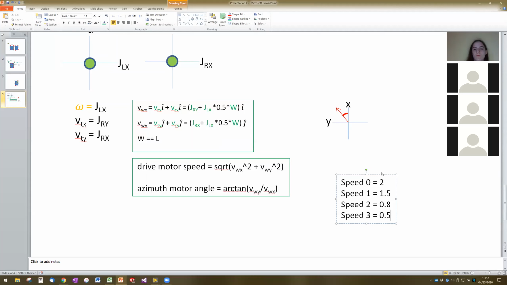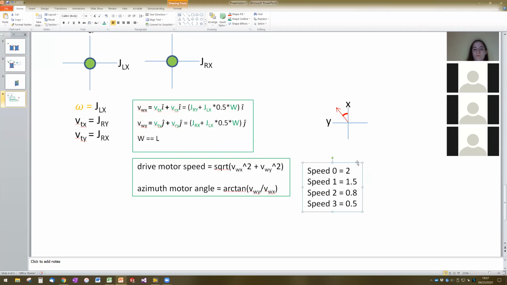But the speed for module 0 and the speed for module 1 are larger than what we can source. And so what Alex did was she divided all of the speeds by the largest speed. So in this case, it would be 2. And so you divide this one by 2, this one by 2, this one by 2, this one by 2. And so you'd get a speed of 1, a speed of 0.75, a speed of 0.4, and a speed of 0.25. And so these would be the rescaled powers that we actually send to the motor.